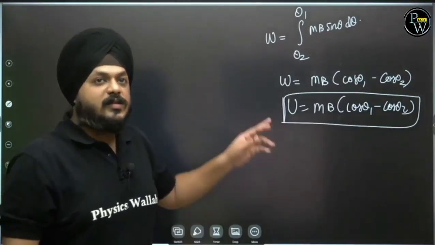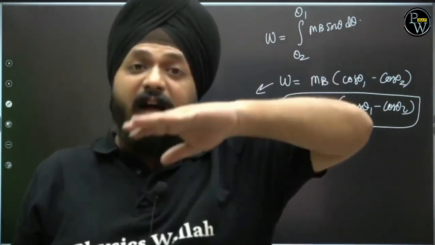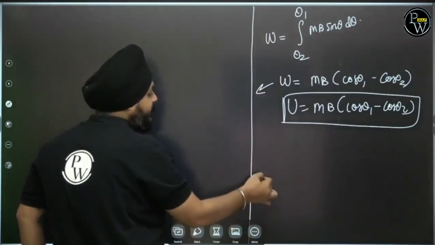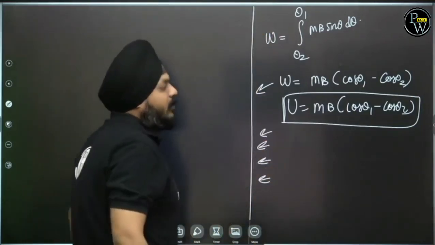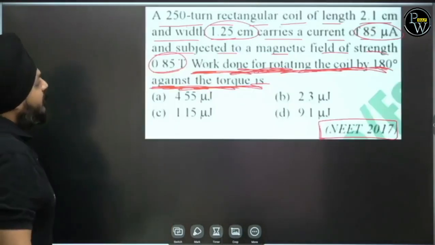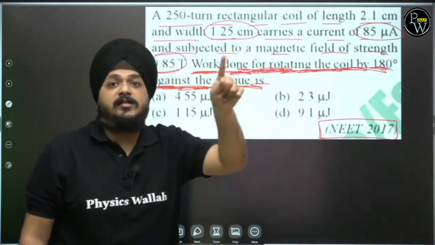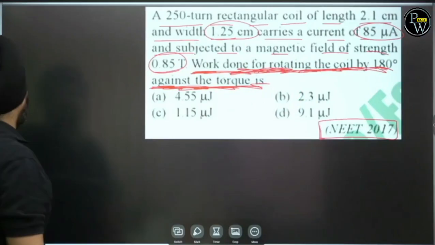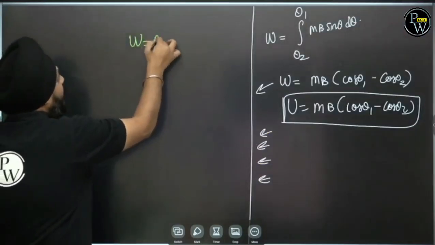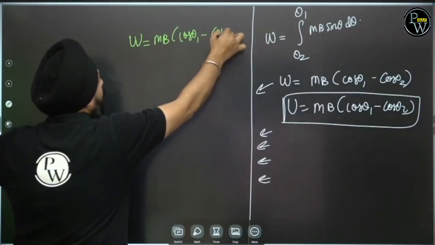So this is the concept of work done against the torque. Work done against the torque is what is mentioned in the question. Now in this, we have two possibilities. This was the explanation of the concept. What does the question say? Work done for rotating the coil by 180 degree against the torque. This is the work done, MB (cos of theta 1 minus cos of theta 2).